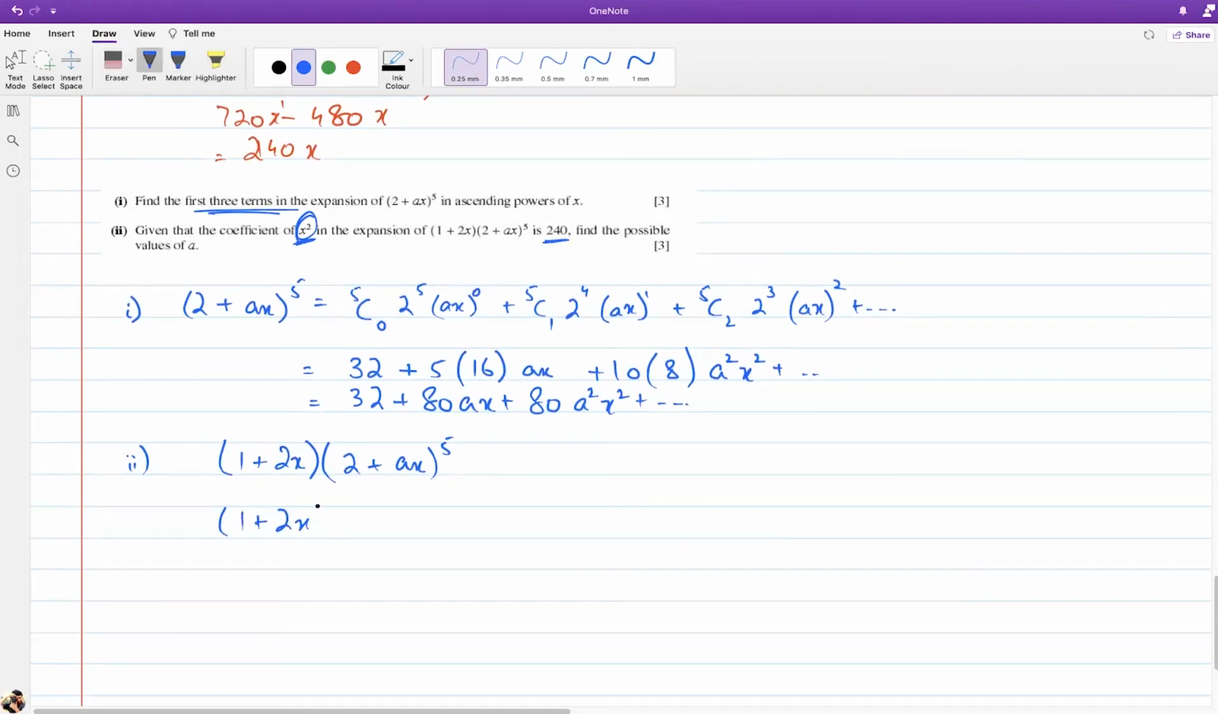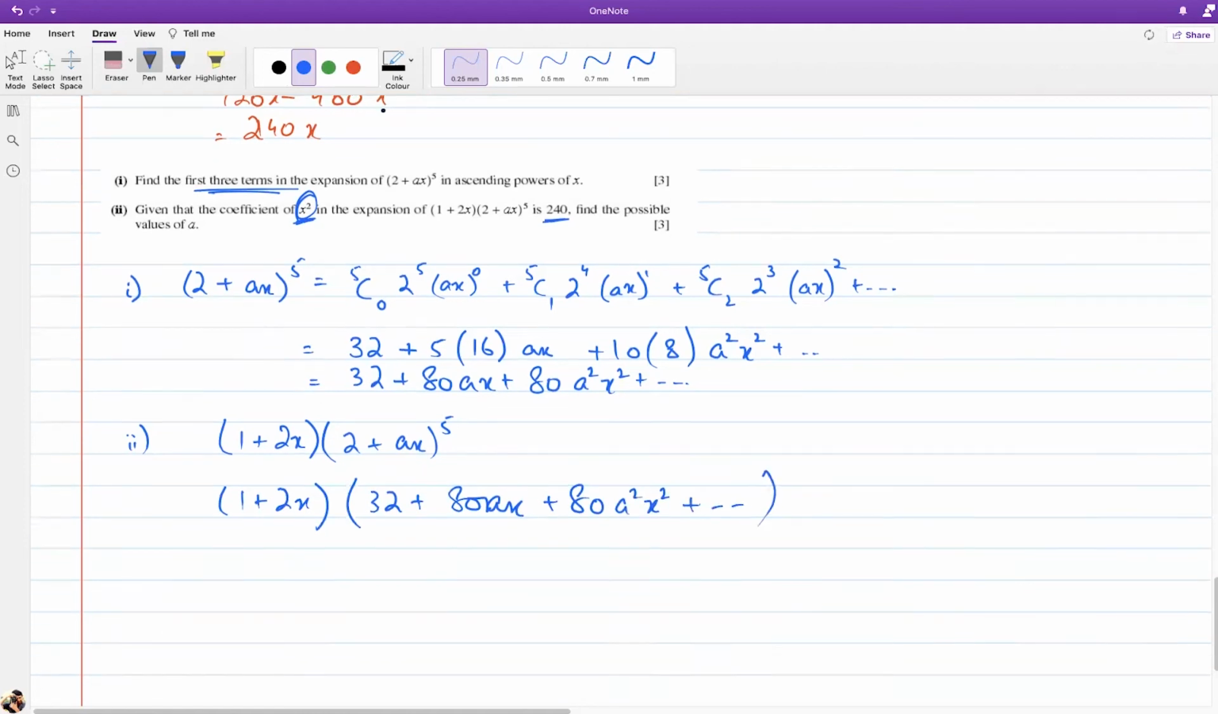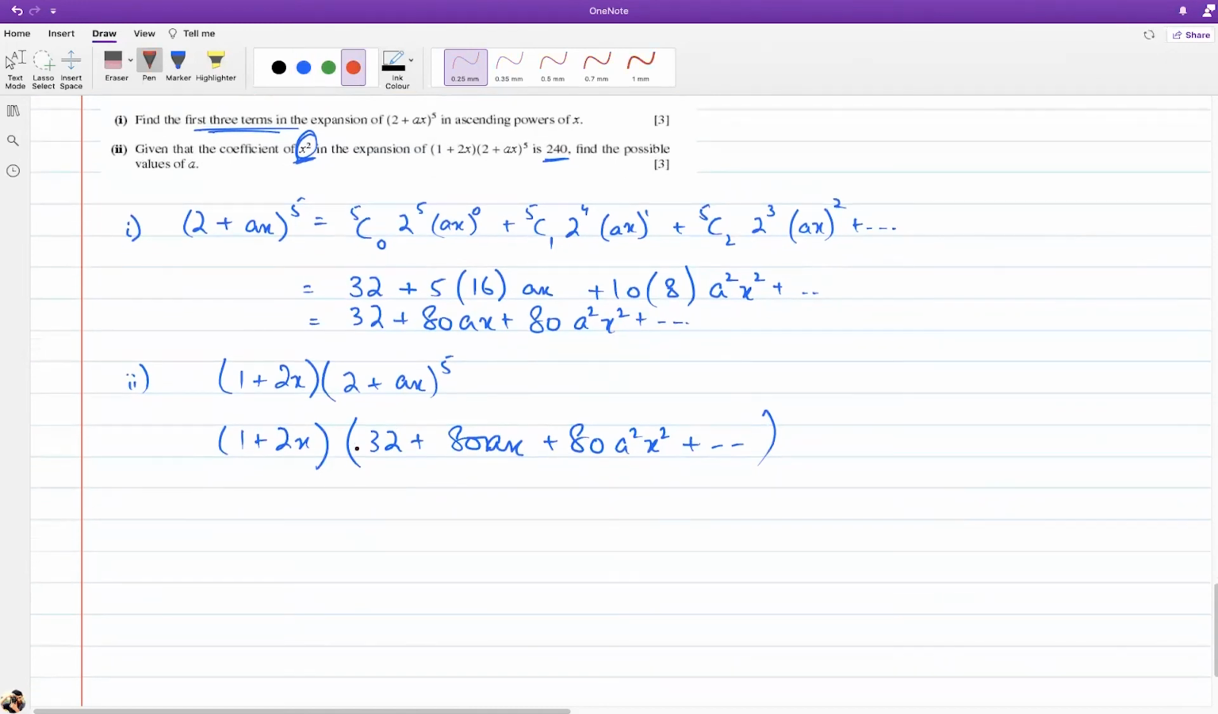This becomes 2 plus ax. I've already expanded it. So this is what it becomes. 32 plus 80ax, 80a squared, x squared, and so on. Alright. अब देखें जी. When do I get x squared? If I multiply 1 with 32, do I get x squared? I don't. When I do it with this, I don't get x squared again. But when I do it 1 times this thing, I do get x squared. So I'll just multiply that. I'll be like, okay, 80a squared x squared.